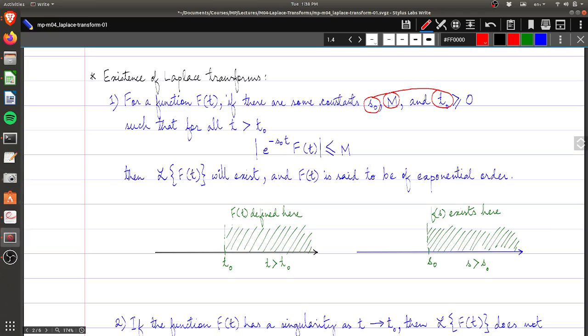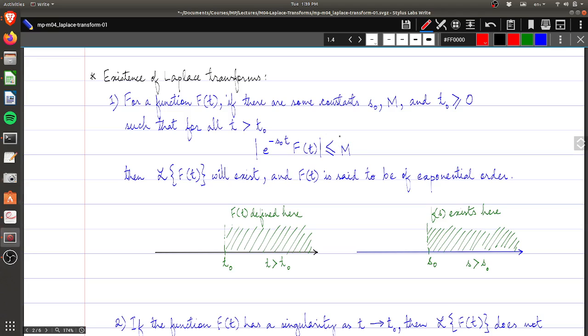This t naught that we're talking about: the function f of t is a function of time, and the time must be greater than this t naught. So for all t greater than t naught, the upper limit of e to the power minus s naught t times f of t must be less than or equal to M.